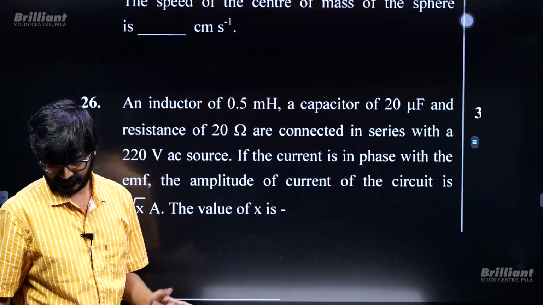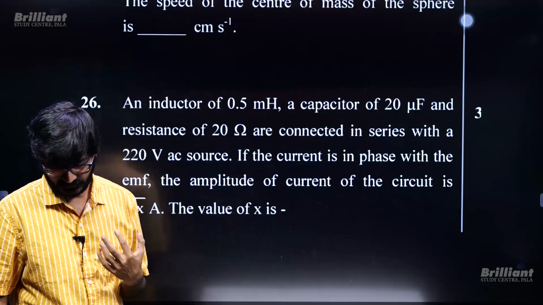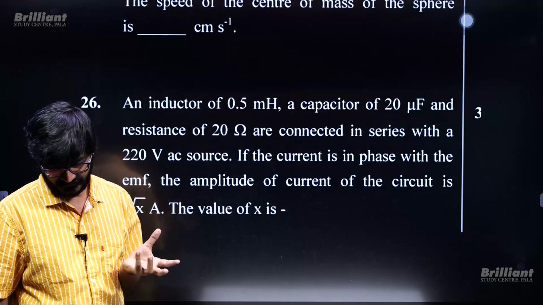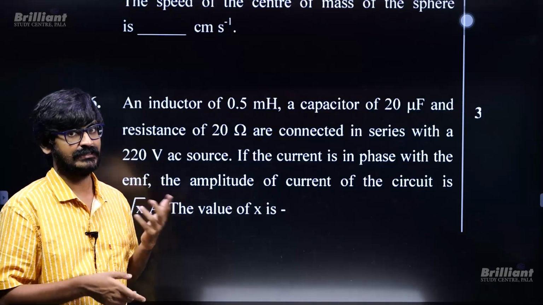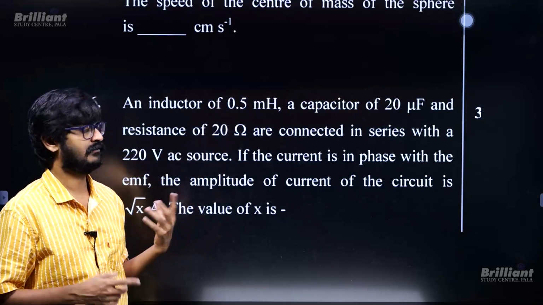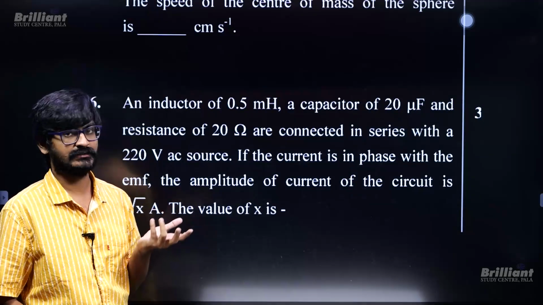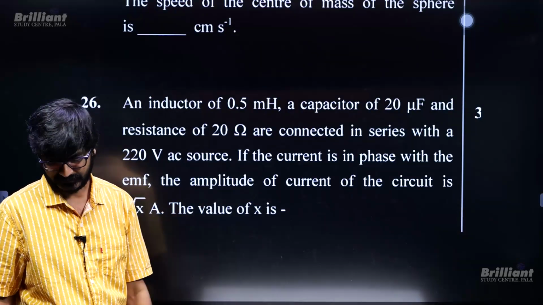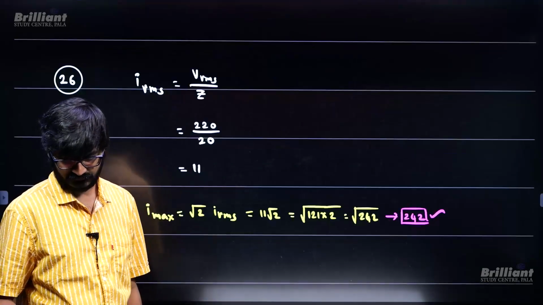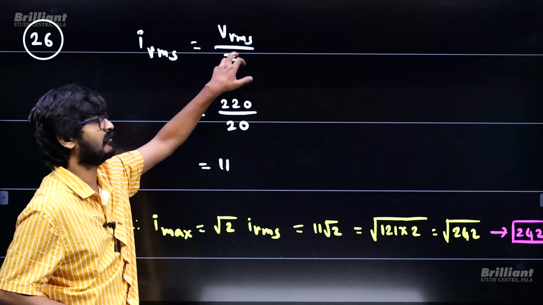An inductor, capacitor and resistor are connected in series with 220 volt AC source. So when they mention like this, it is RMS value. If the current is in phase with EMF, so what does it mean? It is under resonance. So under resonance, XC will be same as XL, so Z value will turn out to be simply R. So when it is under resonance, it is going to behave like simple resistive circuit. They are asking what is the amplitude of current. So once it is under resonance, I can calculate IRMS value easily. VRMS by Z, Z value will turn out to be simple R.